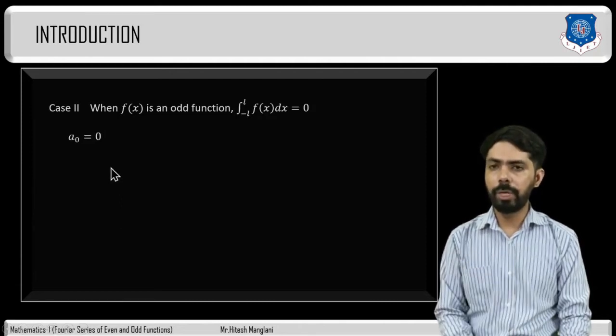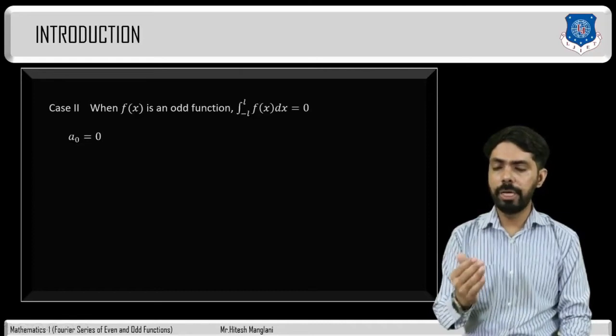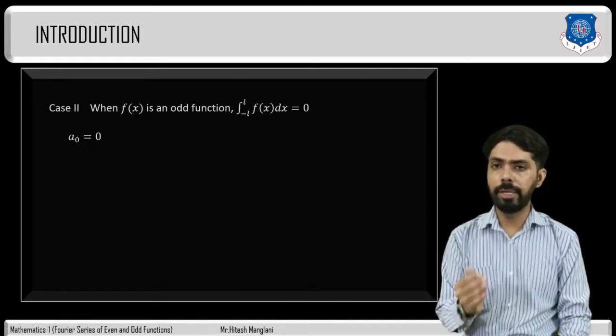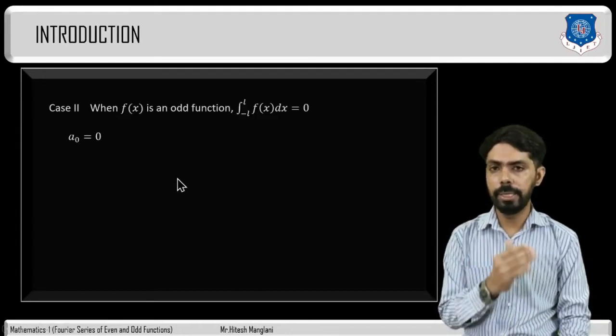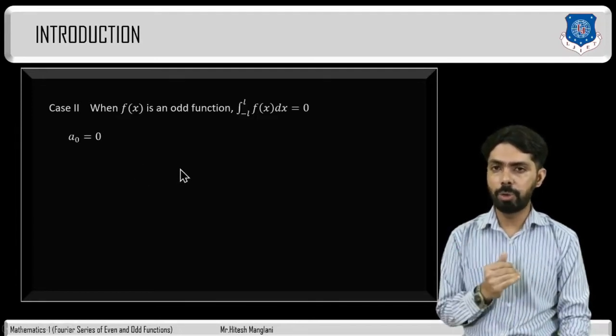Now we will find out an. What is the formula of an? It is 1 divided by L integration minus L to L f of x into cos n pi x divided by L dx. But here the function is an odd function and cos is an even function.